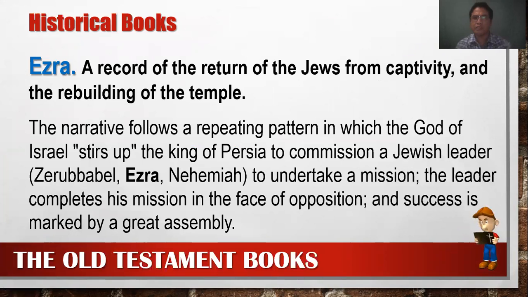Next historical book is the book of Ezra. This book records the return of the Jews from captivity and the rebuilding of the temple. The narrative follows a repeating pattern in which the God of Israel stirs up the king of Persia to commission a Jewish leader named Zerubbabel, Ezra, and Nehemiah to undertake a mission. The leader completes his mission in the face of opposition, and success is marked by a great assembly.